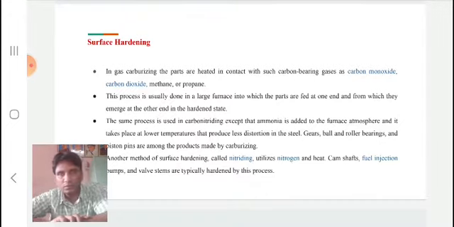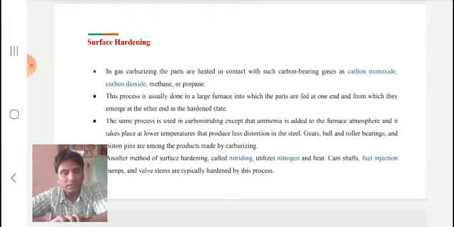So therefore, the pack method is not very famous, and it is not very much adopted. It was only adopted in the early stages of steel making and hardening. So now, what are the advantages of this gas carburizing?